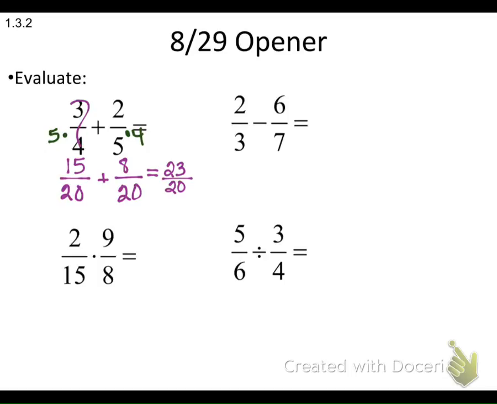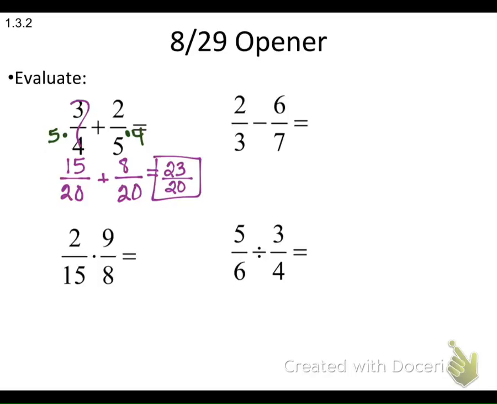No, you sure can't. Now, when it's top heavy like that, when the number on top is larger, it's called an improper fraction. Your answers are acceptable as an improper fraction. I want you to leave it as an improper fraction. Don't change it to a mixed number. However, if you're using a calculator, it's going to give you a mixed number.